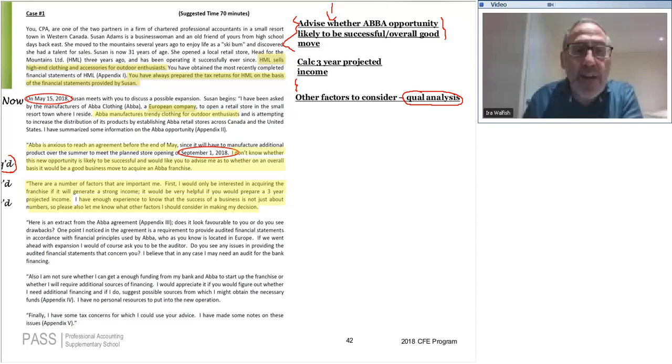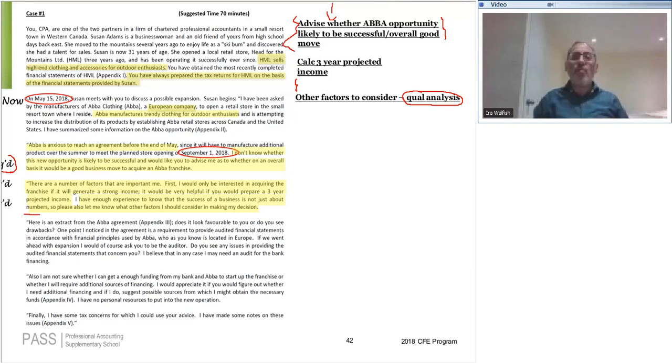She's saying, I know that it's not just about numbers, so she's really, without using the word qualitative, she's saying, tell me what other factors to consider. In other words, I want to see some qualitative analysis. Everybody with me, guys? A client will never use the term qualitative analysis, but that's effectively what she's asking for. She's asking for qualitative factors in addition to the numbers.